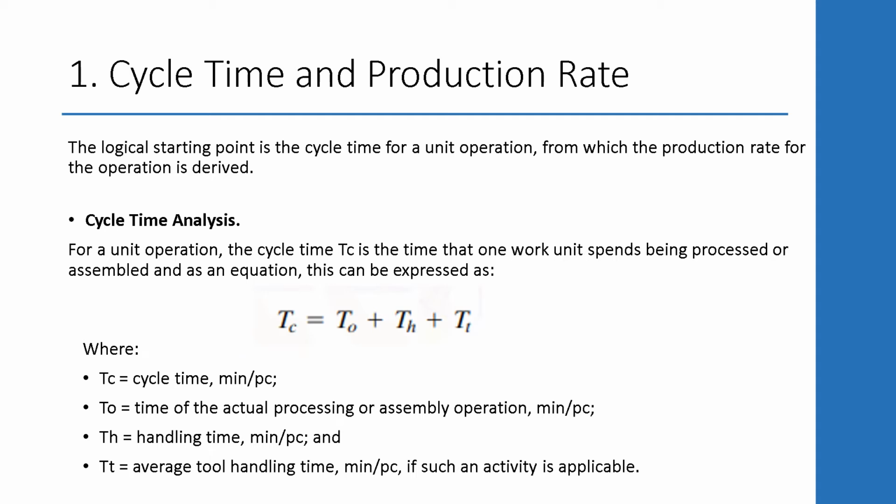For a unit operation, the cycle time (TC) is the time that one work unit spends being processed or assembled. As an equation, it can be expressed where TC is the sum of the time of the actual processing or assembly operation, handling time, and average tool handling time.